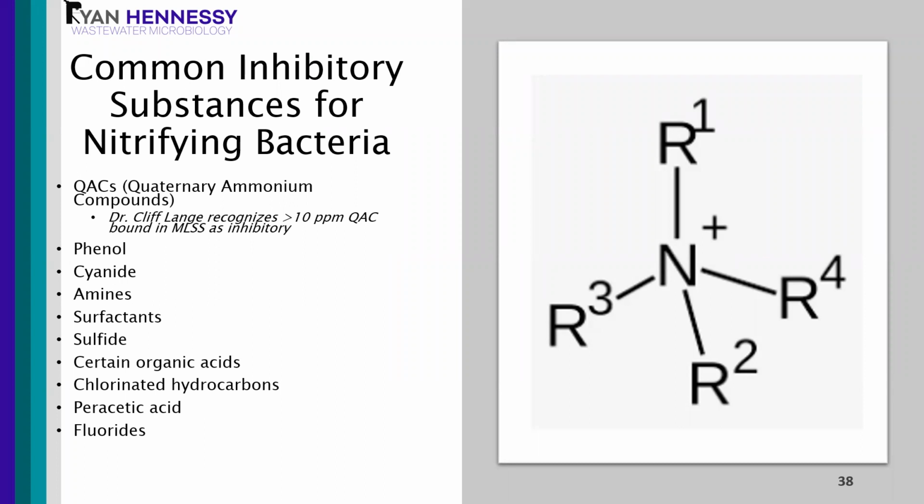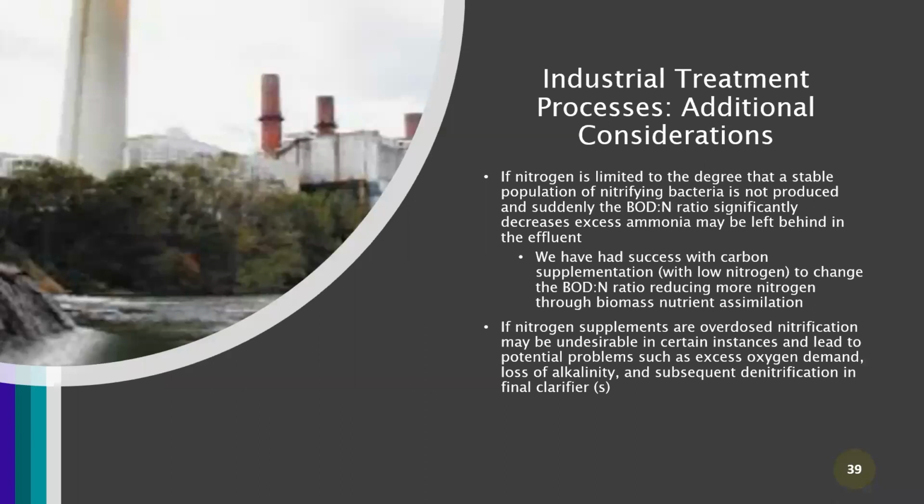So in addition to septicity, we talked about organic acids and sulfide. There's a lot of other things that can inhibit nitrification. Quaternary ammonia compounds, anything greater than 10 milligrams per liter bound in the solids, is recognized to inhibit nitrification, and a whole other list of surfactants and cyanide, amines, hydrocarbons, peracetic acid. There's a lot of other things that can inhibit nitrification, which can make troubleshooting complicated.